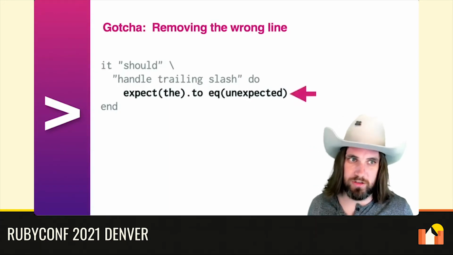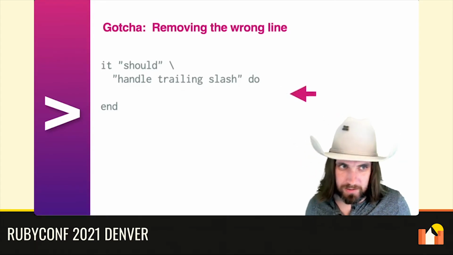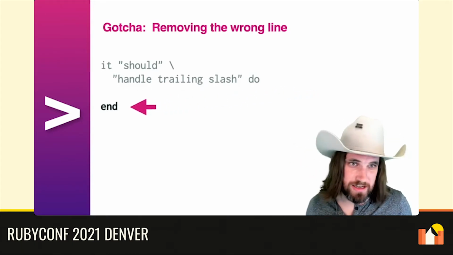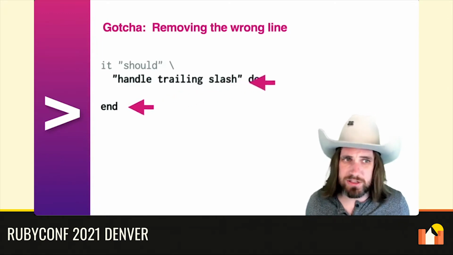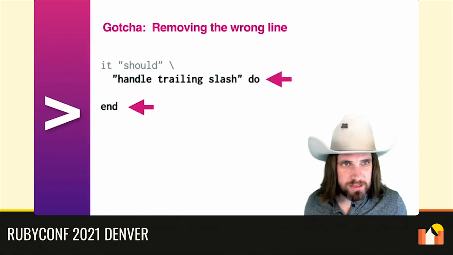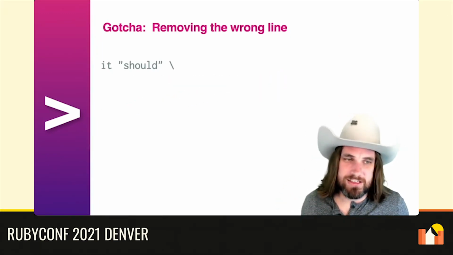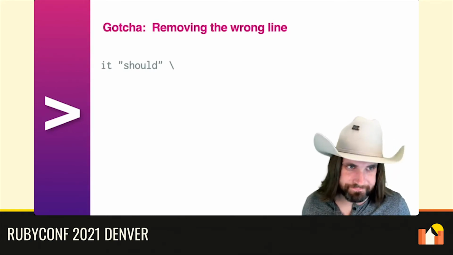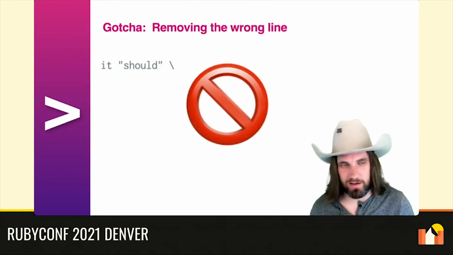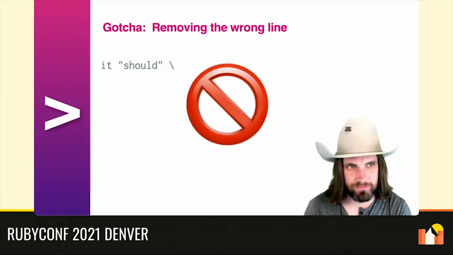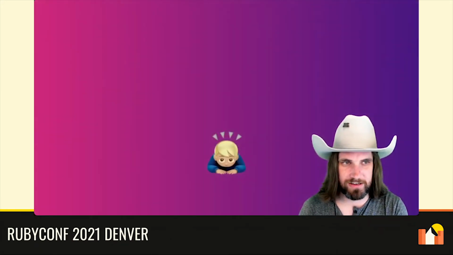So here we go. We start in the middle. We go out. We see an end. We see a matching do. Look, should be fine to remove, right? Should be good to go. But this is not valid Ruby code. So, I'm sick of hearing that trombone effect thing.